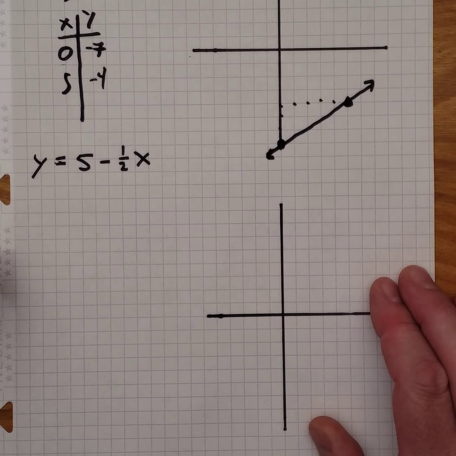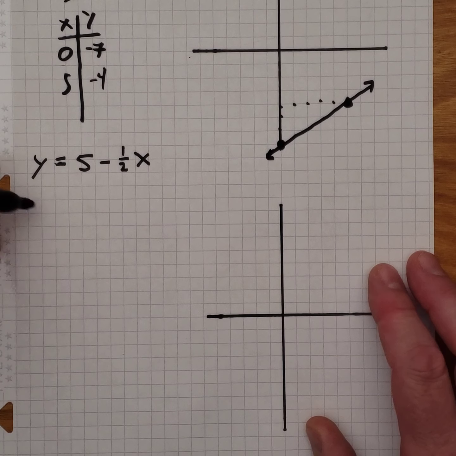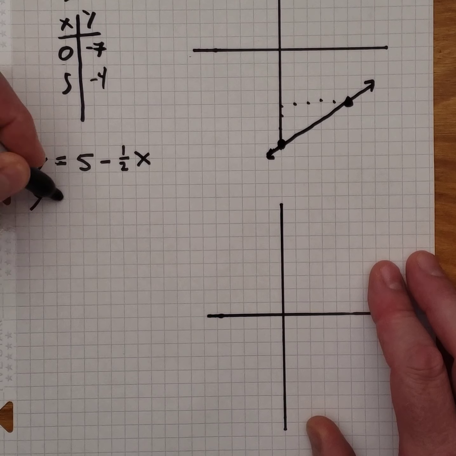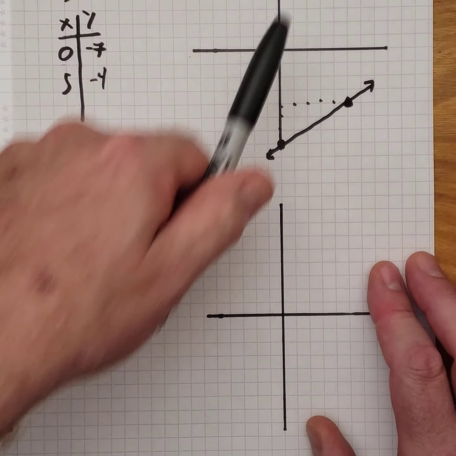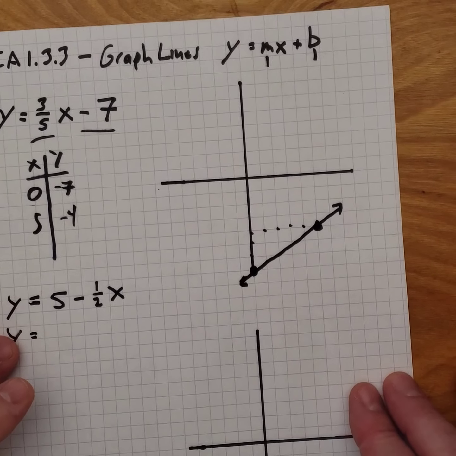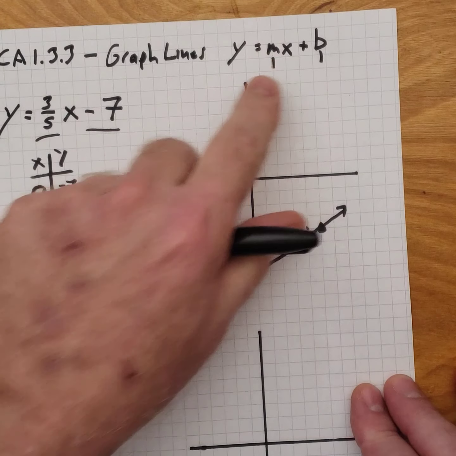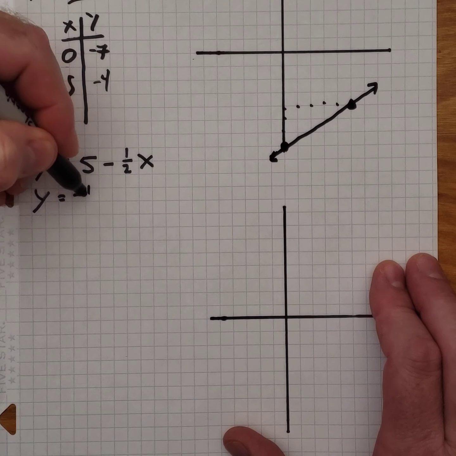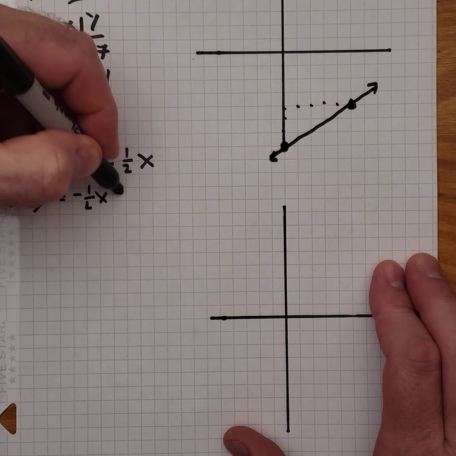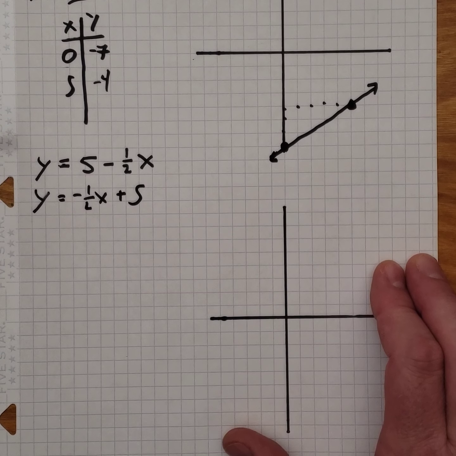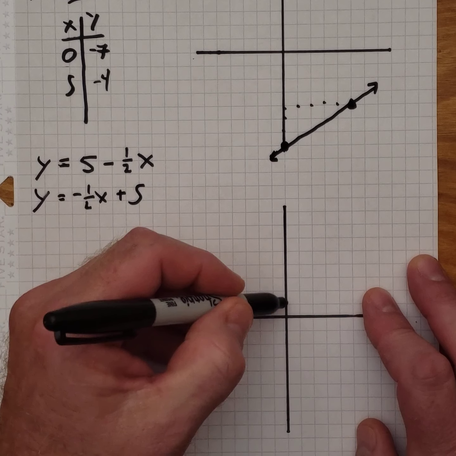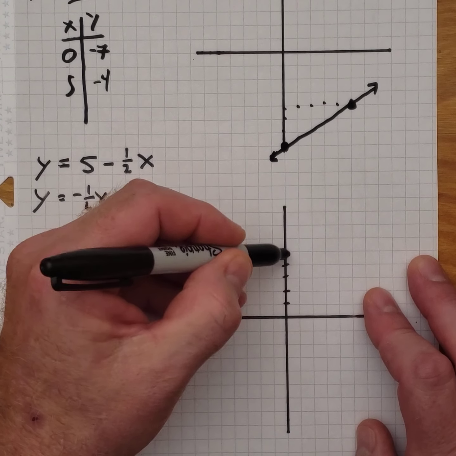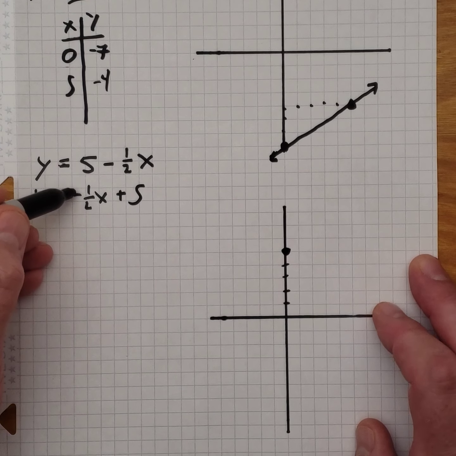Sometimes they're going to throw equations at you that aren't in the correct, quote-unquote, form. We think about y = mx + b. We want the x term to be first. We can rearrange it, just make sure it keeps its sign. The 1/2 is negative, so -1/2 x, and the 5 is positive. So we start at +5, 1, 2, 3, 4, 5, and our slope is -1/2.